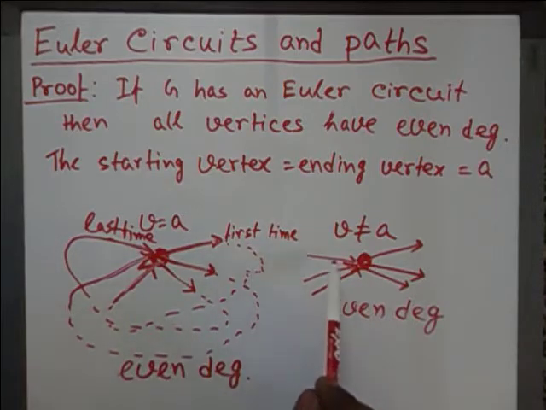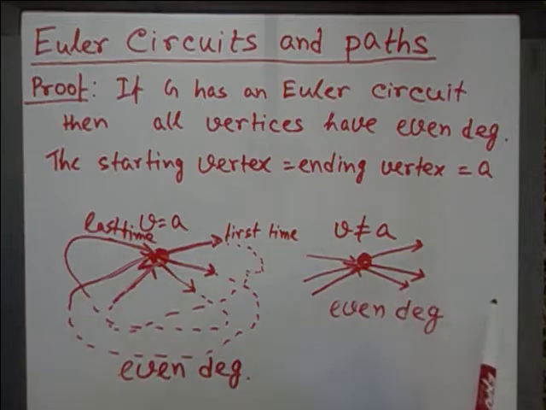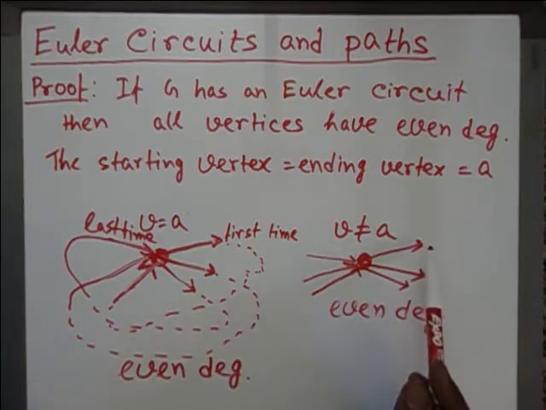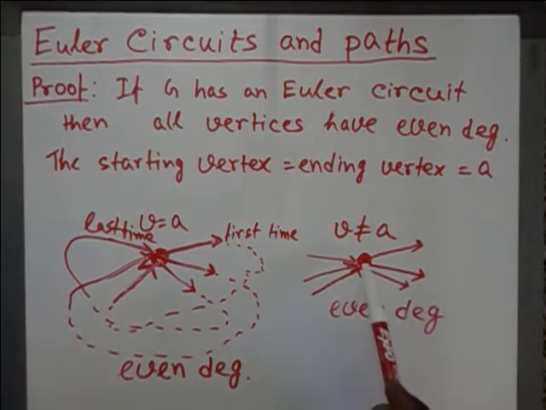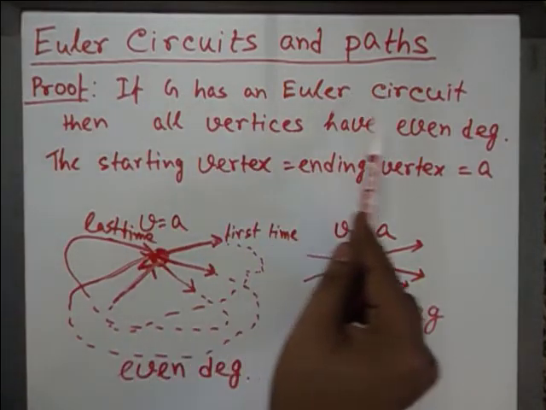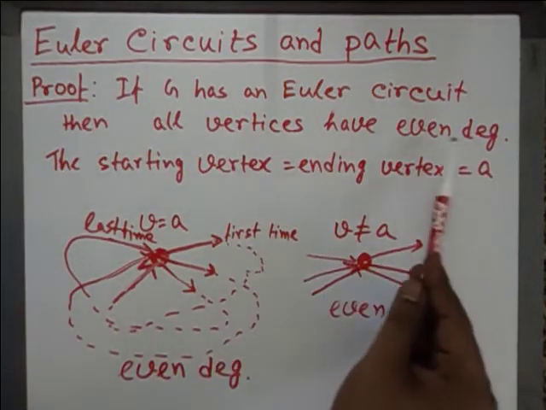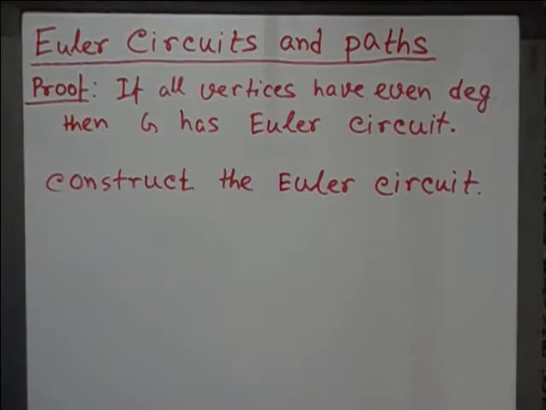So if you have an Euler circuit, for every vertex this is true. You go in that vertex and get out of that vertex. So there are always two edges whenever you are going through that vertex. So 2, 4, 6, that type. So the graph will always have vertices with even degree. So if G has an Euler circuit, then all vertices have even degree.